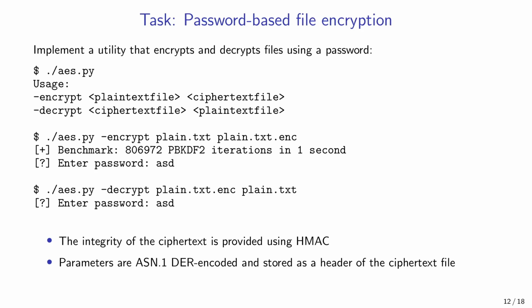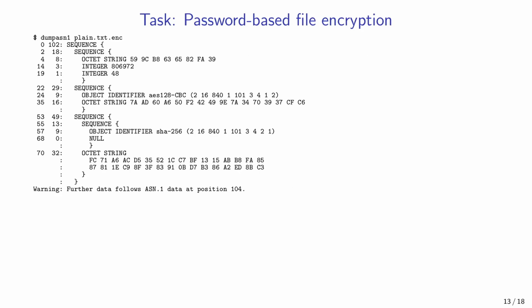The parameters for key derivation, encryption, and HMAC are ASN.1 DER encoded and stored as a header of the ciphertext file. So if we dump ASN.1 the ciphertext file, we will see that it starts with a DER encoded data structure, and then some data follows, which is the actual ciphertext.